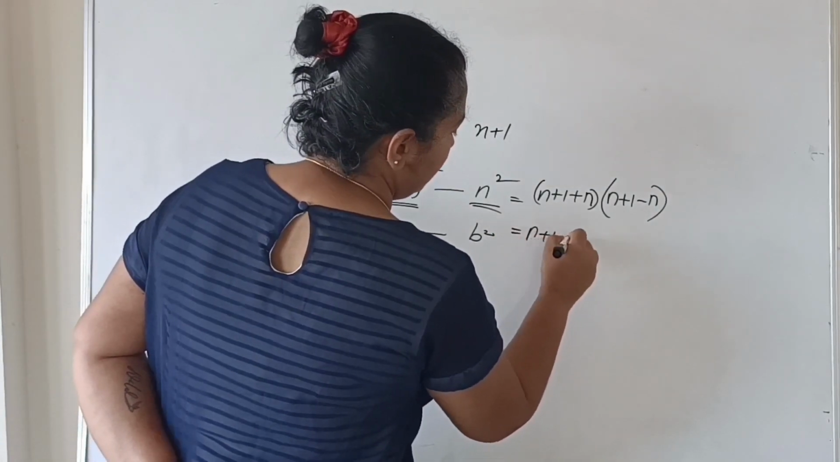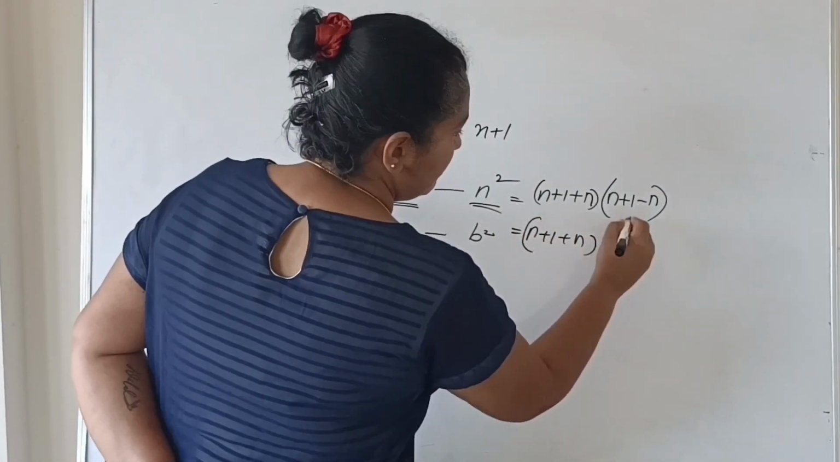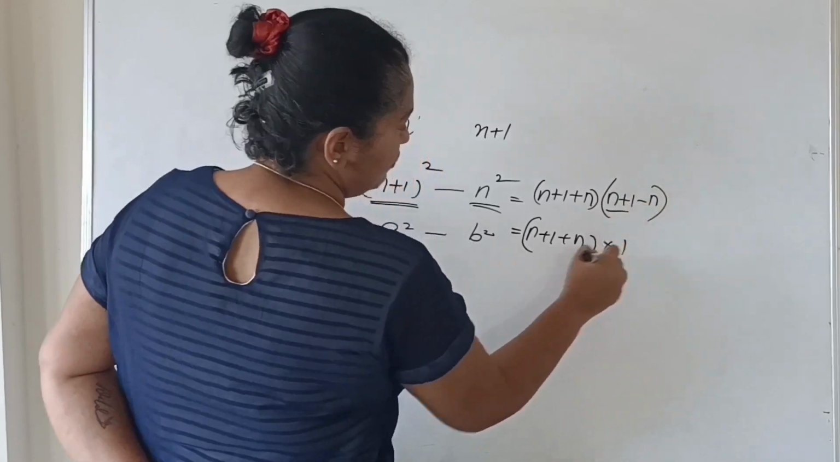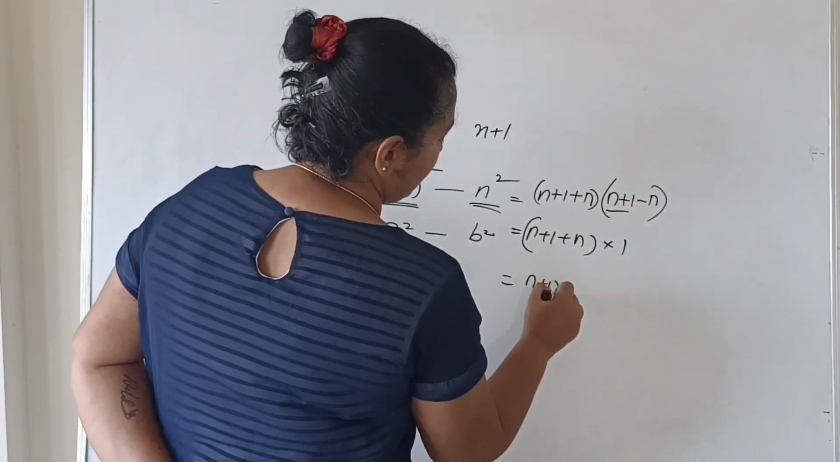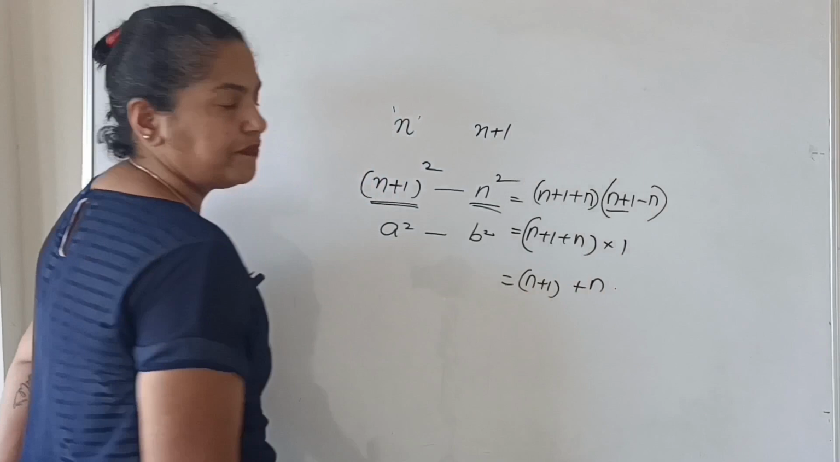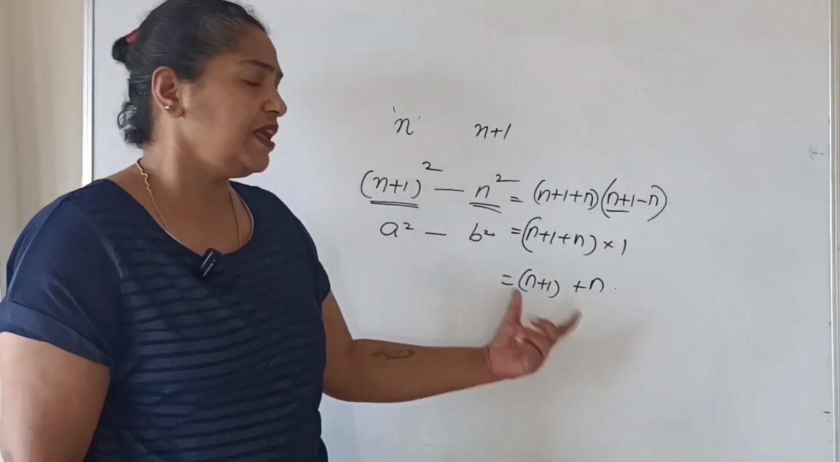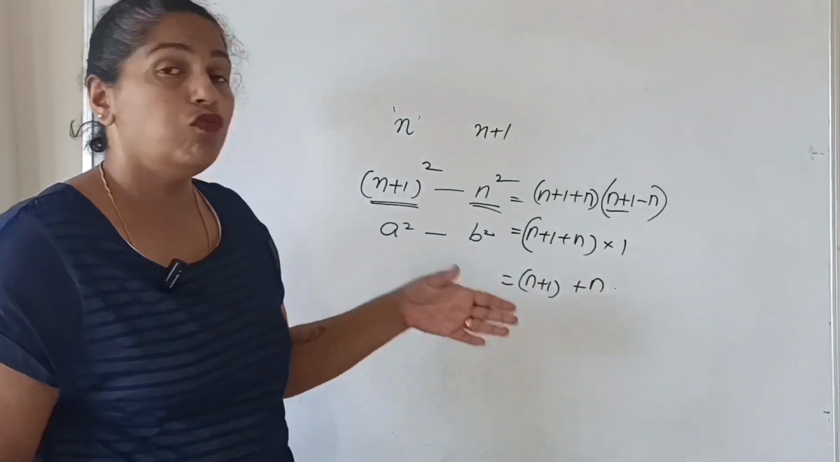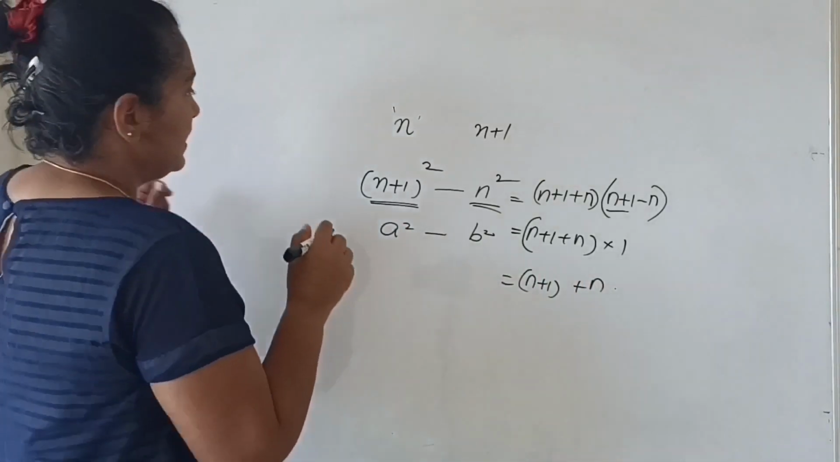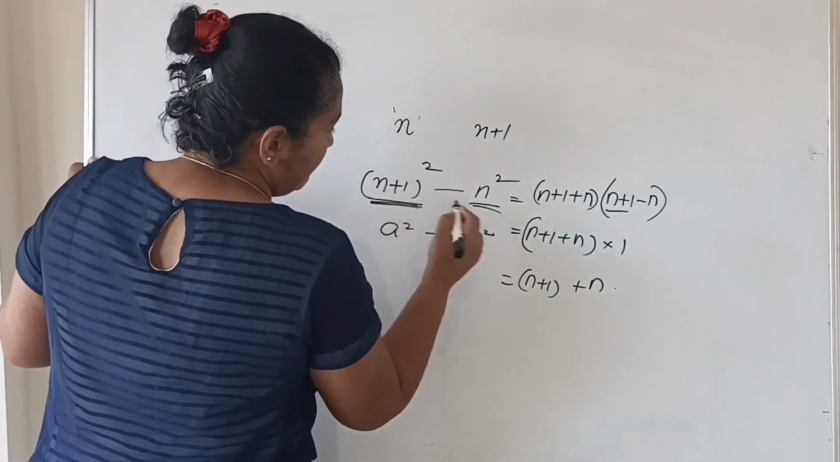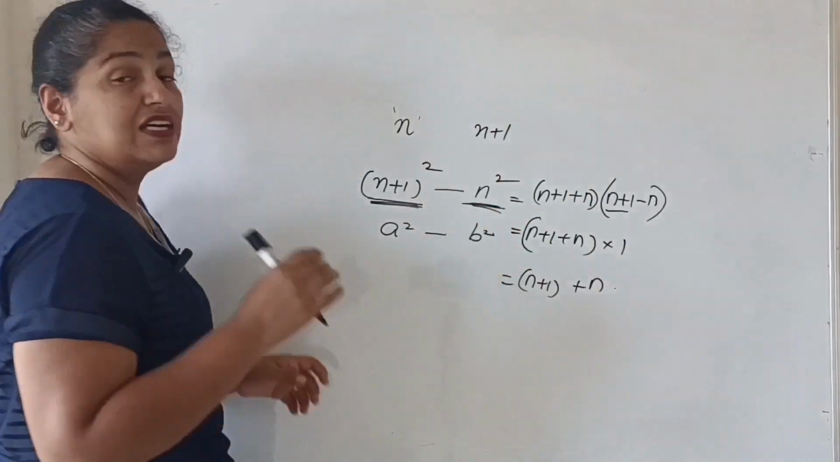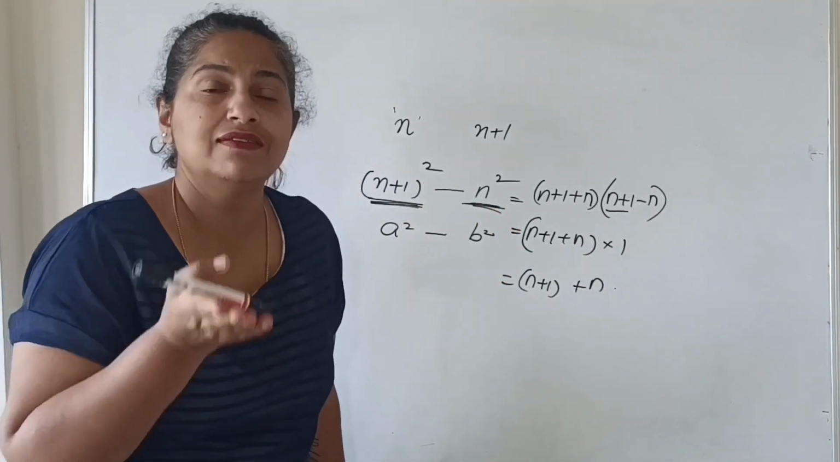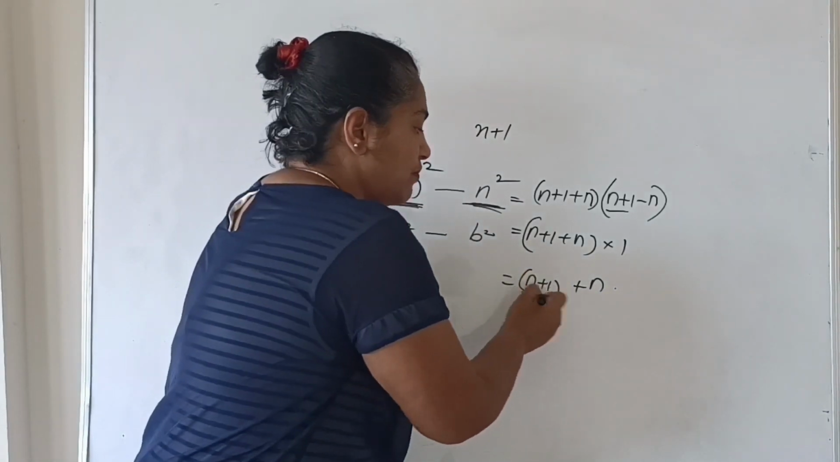So what do I get over here? I will get n plus 1 plus n. The n and n get cancelled into 1. This is basically n plus 1 plus n, which is 2n plus 1. But I am not going to write it in that way. It is n plus 1 plus n. So what do you understand from this? The difference between the squares of successive natural numbers is equal to their sum.